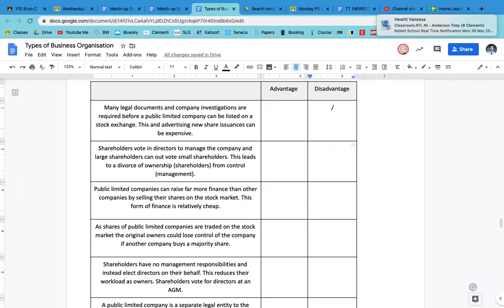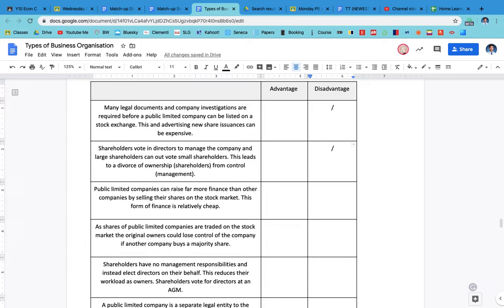Shareholders vote in meetings to manage the company, and large shareholders can vote out small shareholders, leading to a divorce of ownership. That's another disadvantage. So if you go on the stock markets and release a load of shares in your business, then you can actually lose control of your business, because the people that own your business are not the people that are running your business.